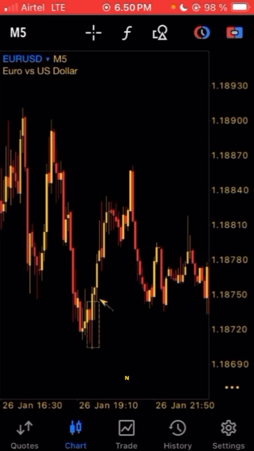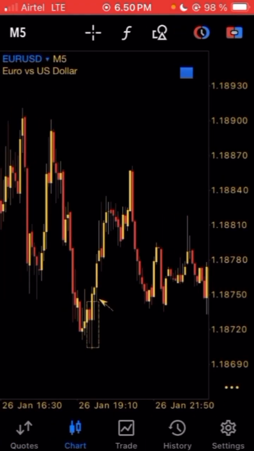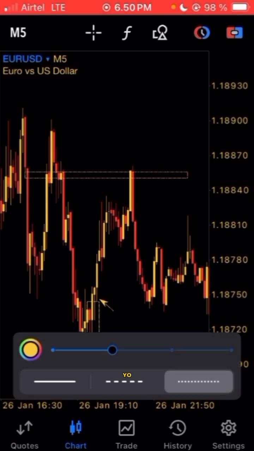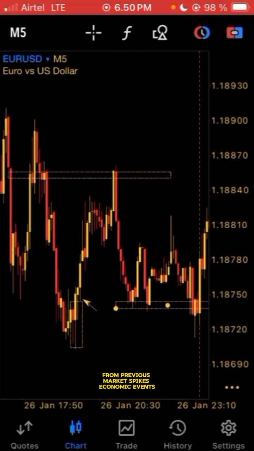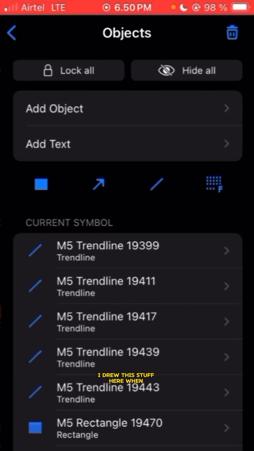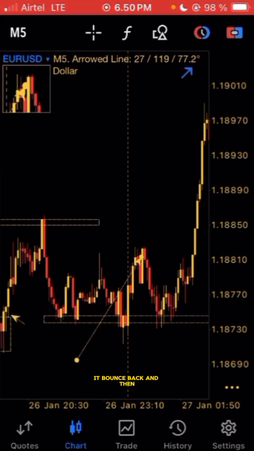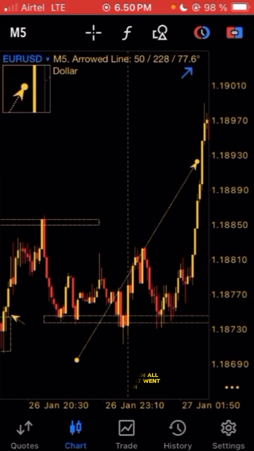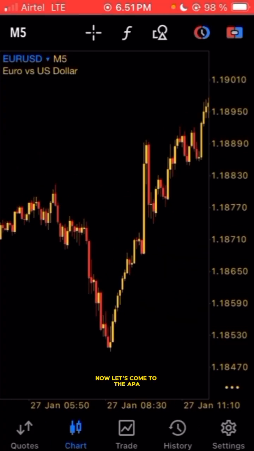Now, the fourth thing is your point of interest or your zones of interest, right? We have zones like this. We have zones like your support zone, your resistance zone. We have zones from previous market spikes, economic events. You see, when I drew this zone, you see that the market reacted, it bounced back, and then reacted again, and then all of a sudden it went all the way down, right? So that is it. Now let's come to the APA.